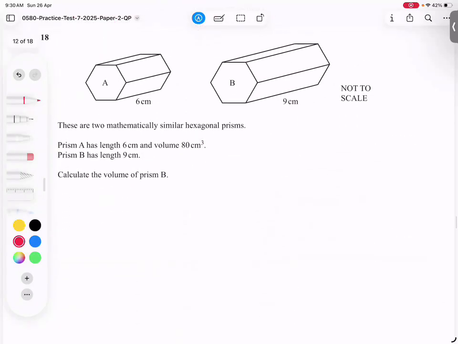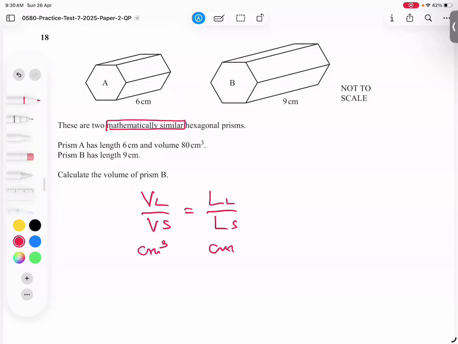Question number 18, mathematically similar. Whenever a similar concept comes, we can apply similarity rules. The length of the smaller is 6 and the larger is 9, and the volumes of both objects, one is given. So the volume of prism A, the smaller volume, is given and the larger volume we need to find. The formula is volume of the large over volume of the small equals length of the large over length of the small. Volume is measured in centimeter cubed and length is in centimeter. They are not balanced. To make them balanced, I will put power 3 on this. That is the reason I put power 3 here.